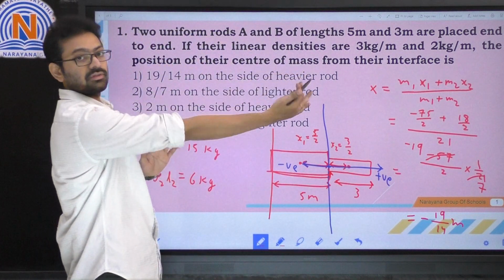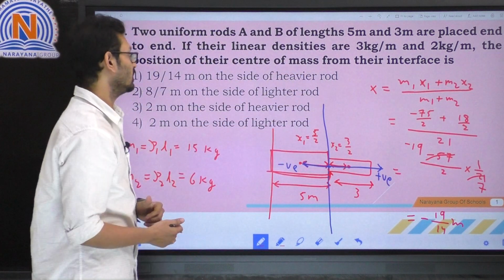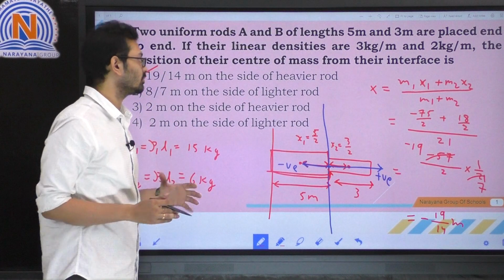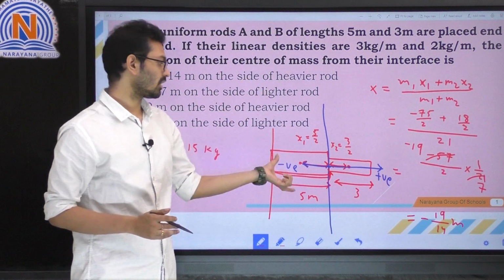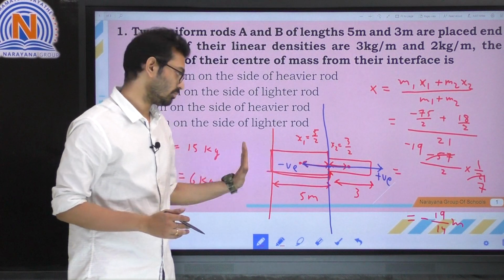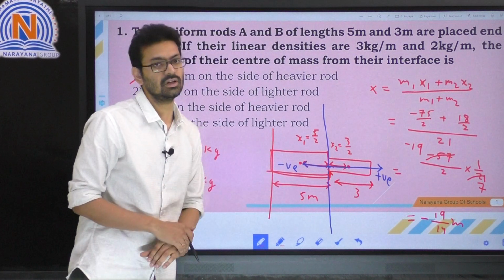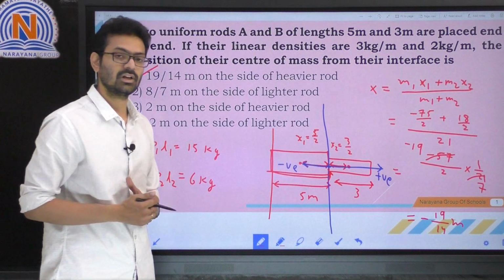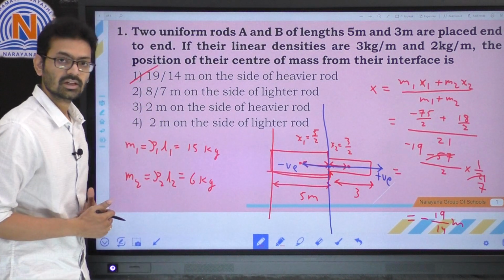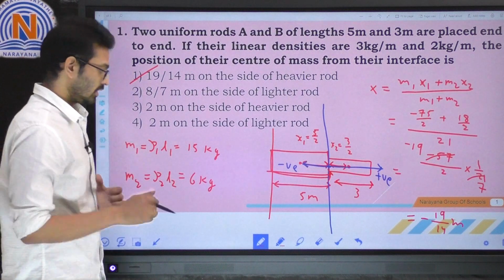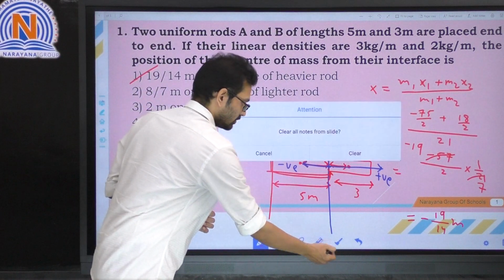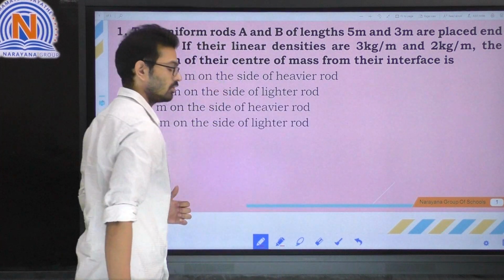So towards the positive x-axis you are measuring. So then it is option 1, 19 by 14 meters on the side of the heavier rod. From the side of the heavier rod, you are measuring your center of mass, which is option 1. Hope this is helpful. Let us get into the next question.